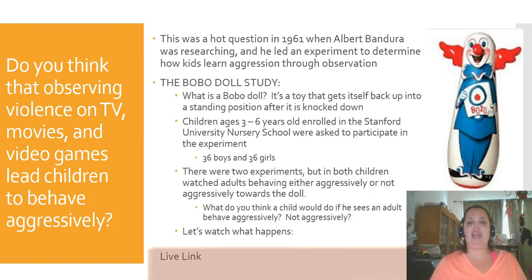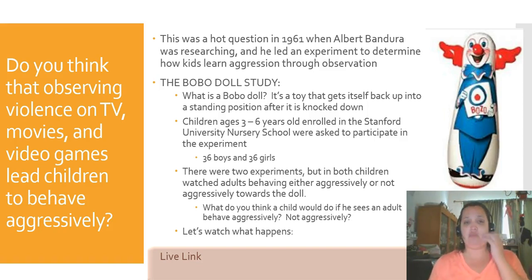He created a study with this Bobo doll, which gets back up if you knock it down. He invited children ages 3 to 6 years who were enrolled in the Stanford experiment. Actually, he invited their parents to allow him to use these children. Unlike John Watson, it was completely and fully informed consent. The parents were told exactly what was going to happen and how it was going to happen.